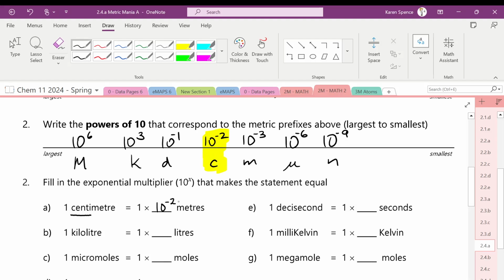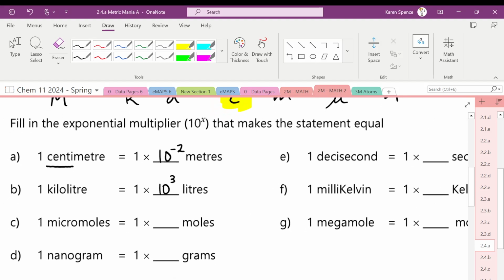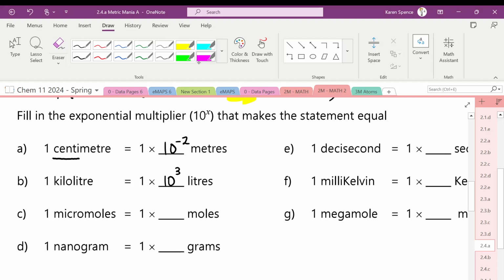Kilo means 1 times 10 to the positive 3. So what you're going to notice is that with centi, you can just replace the part of the word that says centi. You'll notice we have 1 centimeter, or we have 1 times 10 to the negative 2 meters. You can replace centi with the power of 10. You can replace kilo with the power of 10.